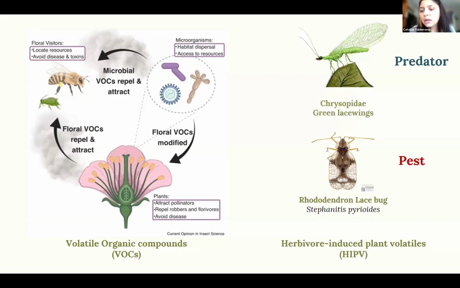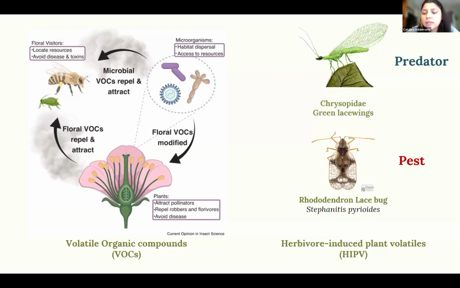Those are VOCs as well, and they have found that, for example, at the bottom we have this rhododendron lace bug, which is one of the pests of rhododendron species. They have found that when the plant knows it is threatened by these pests, it can emit different VOCs to let other plants know what is happening to the actual plant.